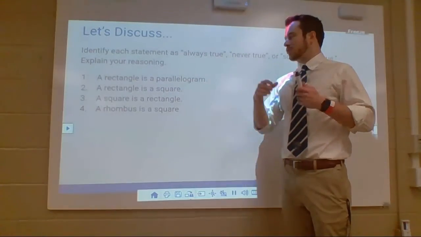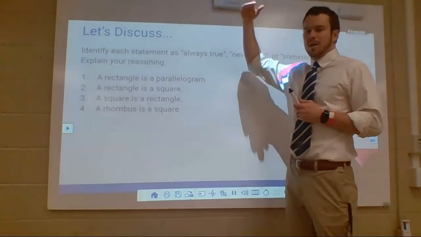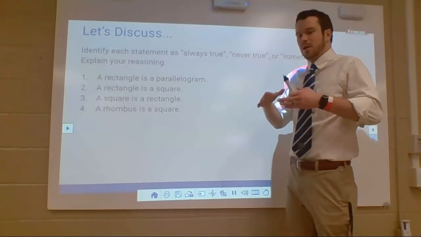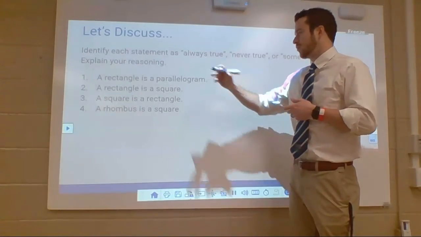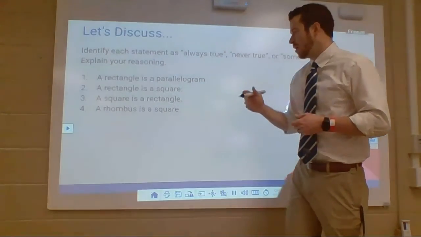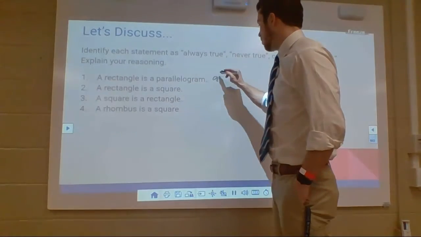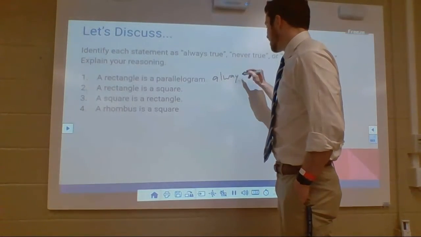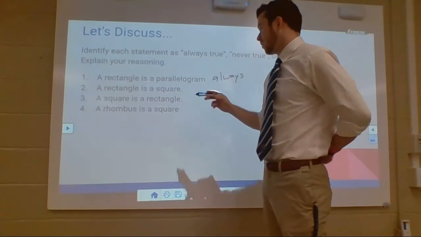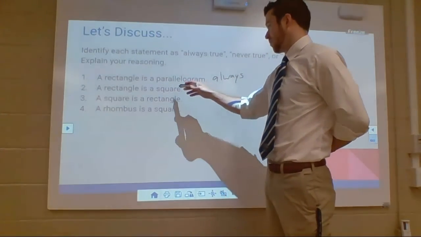Think about our flow chart. Parallelograms at the top, and below, underneath that umbrella of parallelograms, is a rectangle. A rectangle has all the properties of a parallelogram. So this is always true. A rectangle is always a parallelogram because it has all of the parallelogram's properties.